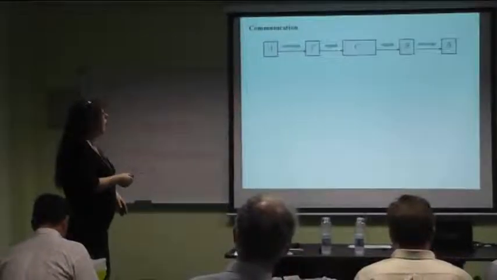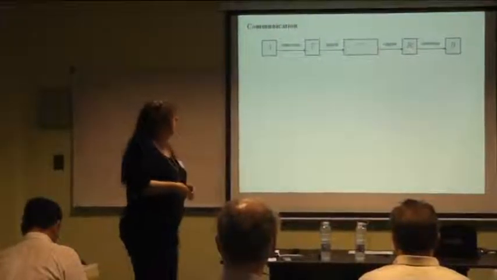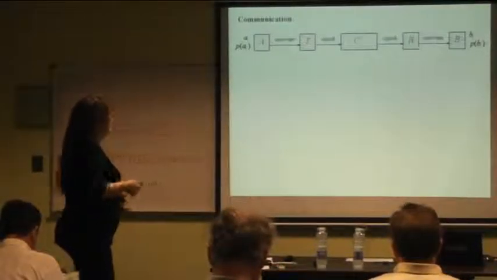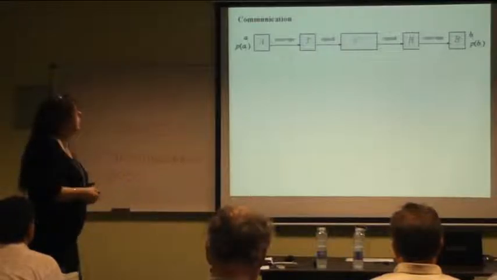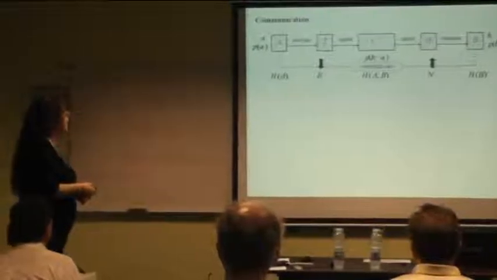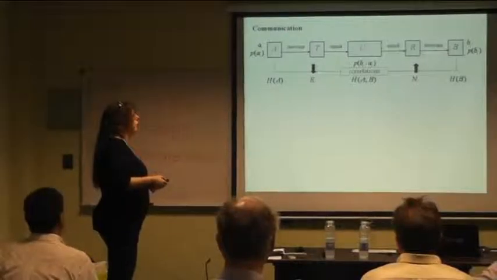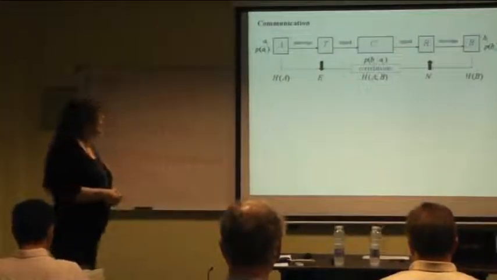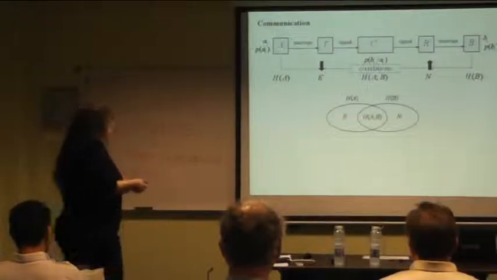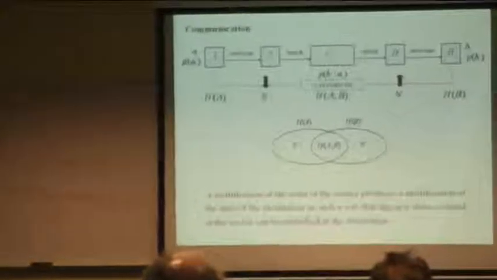Everybody knows that communication involves a source, a transmitter, a channel, a receiver, and a destination. We have messages that the transmitter turns into signals, and then the receiver processes them. Source and destination are characterized by states with probabilities, and we have conditional probabilities between them. With this, we can compute all the relevant magnitudes: entropies, equivocation, noise, and mutual information.